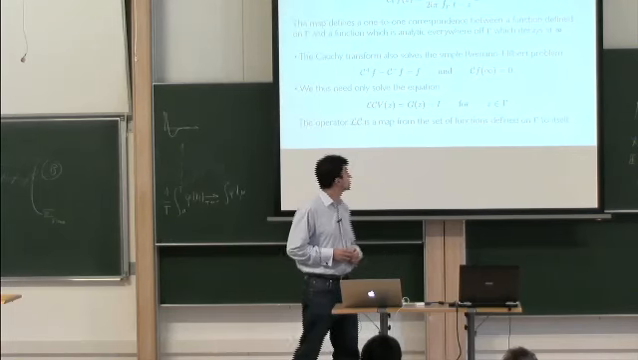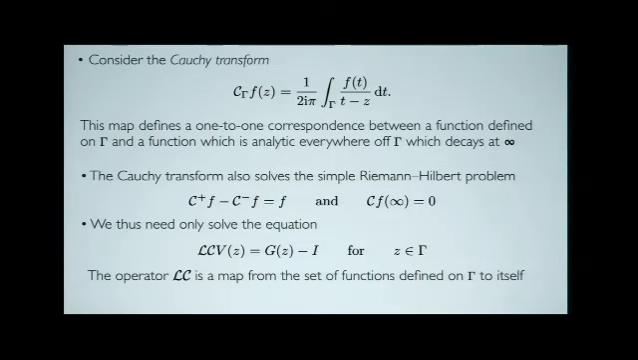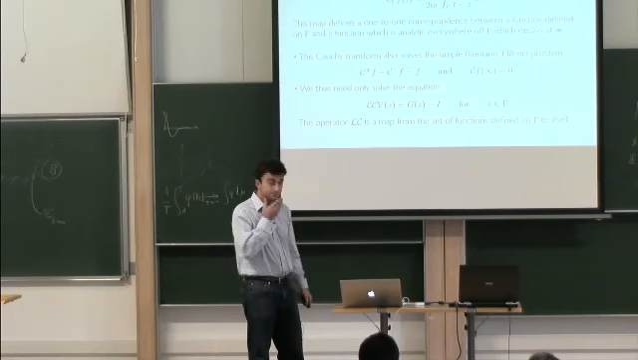Now, consider the Cauchy transform. So the Cauchy transform over our curve gamma is defined as this. And what it does is it takes a function defined on gamma and extends it to an analytic function everywhere off gamma. And so if we just pre-multiply our map before, for some function v defined on gamma, this gets extended to an analytic function everywhere off gamma. So if we solve this equation, the Cauchy transform of v then solves the original Riemann-Hilbert problem.